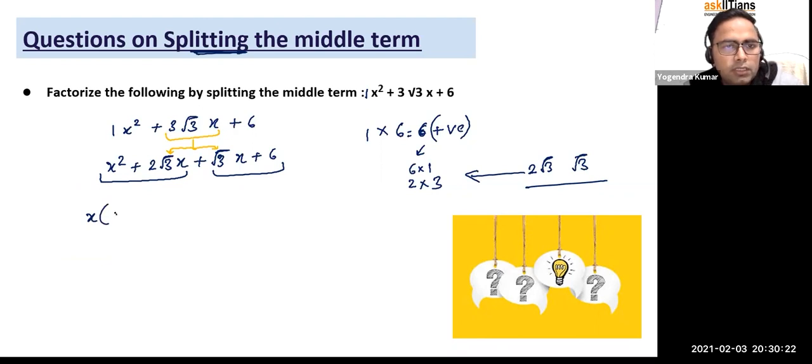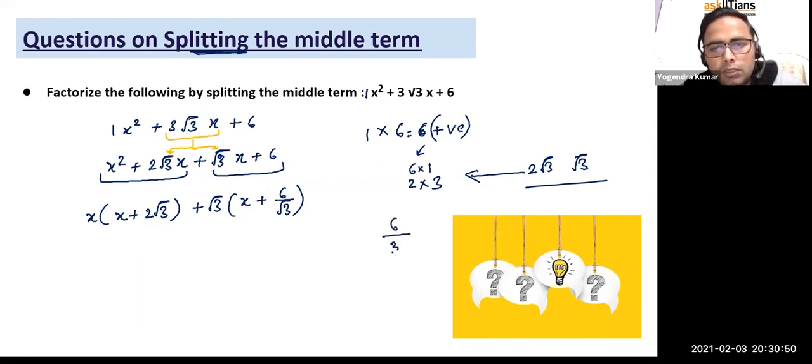So x only I can see common. Now x plus 2 root 3 here. Then here root 3 common. So what we got here? x plus 6 by root 3. If suppose you don't know how to do this, no problem. But you need to remember that the main thing is it should be the same bracket only, right? x here. That's why I took root 3 common. So 6 by root 3.